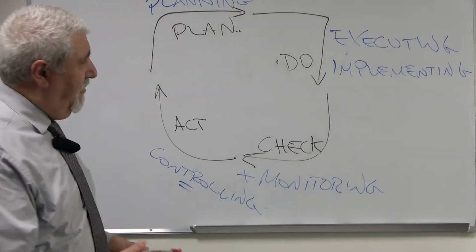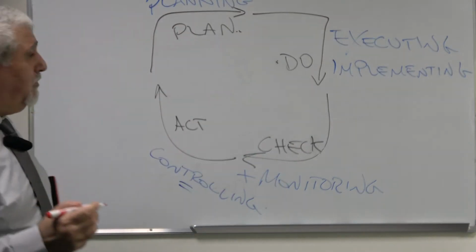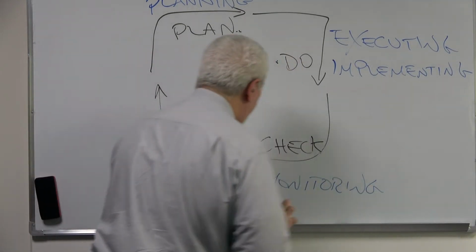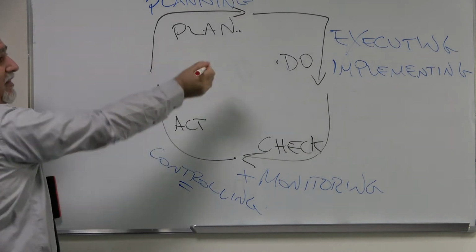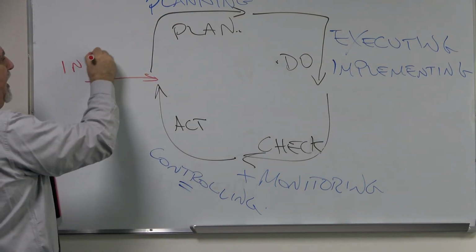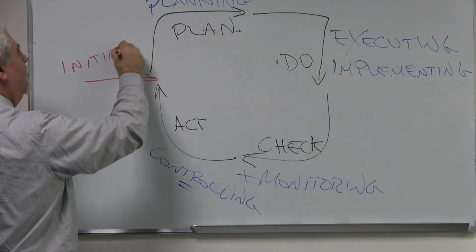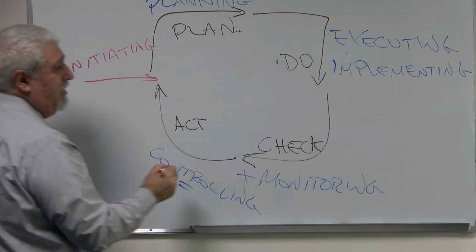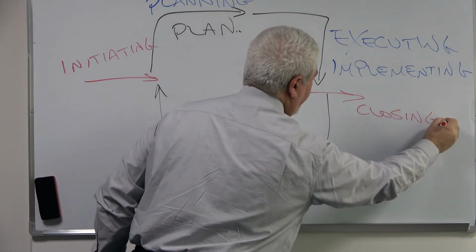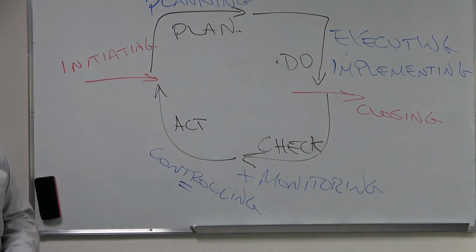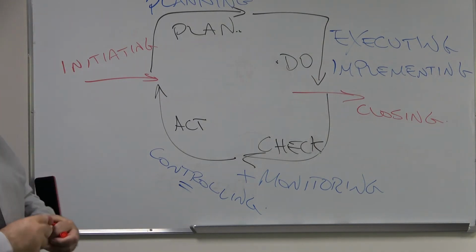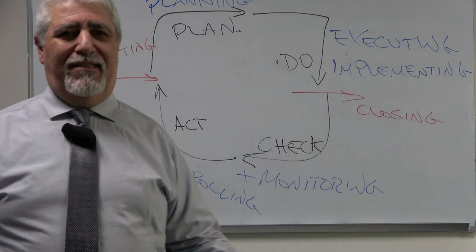So what's missing from here? Well, obviously in the project management world, what we are missing is that we need to enter the cycle somewhere. So we have initiating. And then when we're done, we want to exit the cycle, and we have closing. This is the origin of the process groups, or at least maybe the indirect inspiration of the process groups.